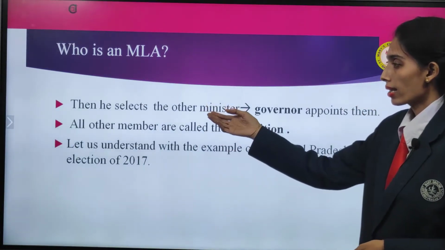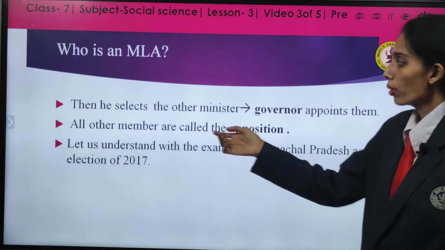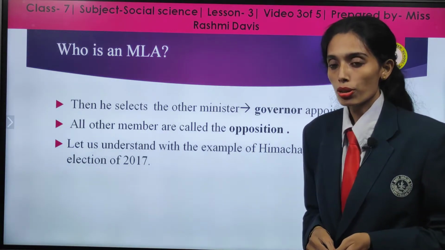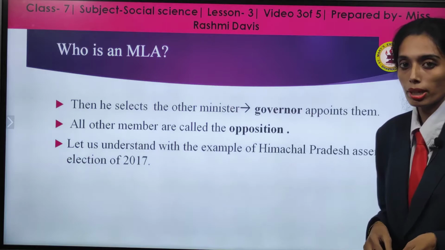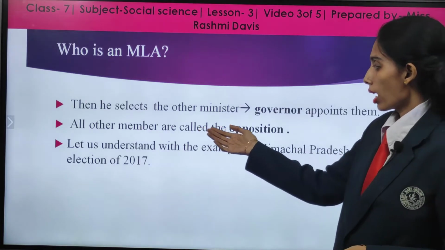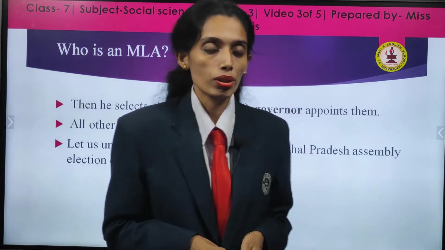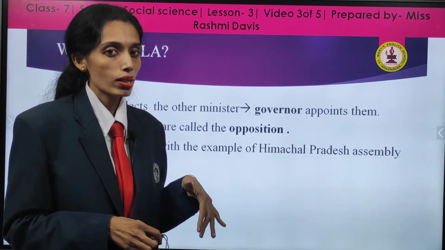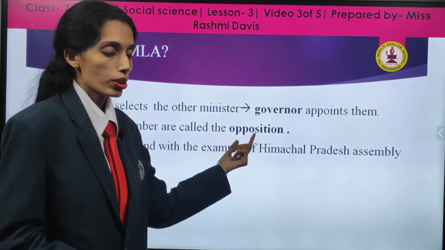Then he selects the other ministers, and the Governor appoints them. So, an MLA gets the chance to become the chief minister. After he becomes the chief minister, he gets the chance to select the other ministers, and the Governor appoints them. All other members are called the opposition, the MLAs who have not won the election. The people who have won the election will be counted as the ruling party. The people who have lost the election will be counted as the opposition party.